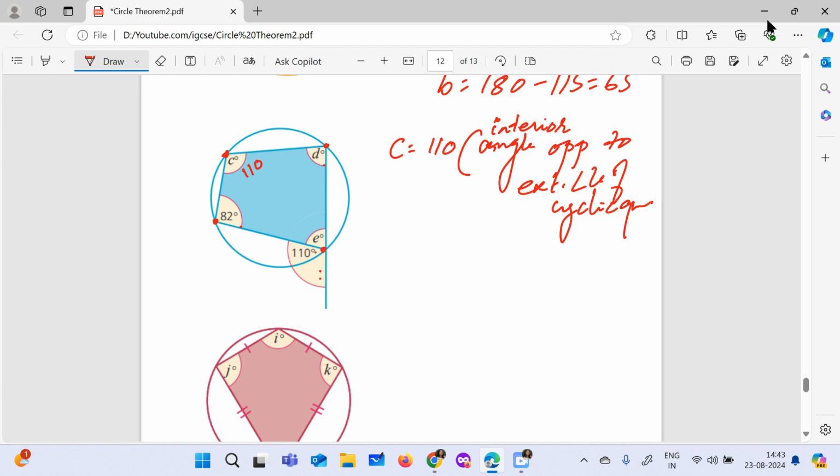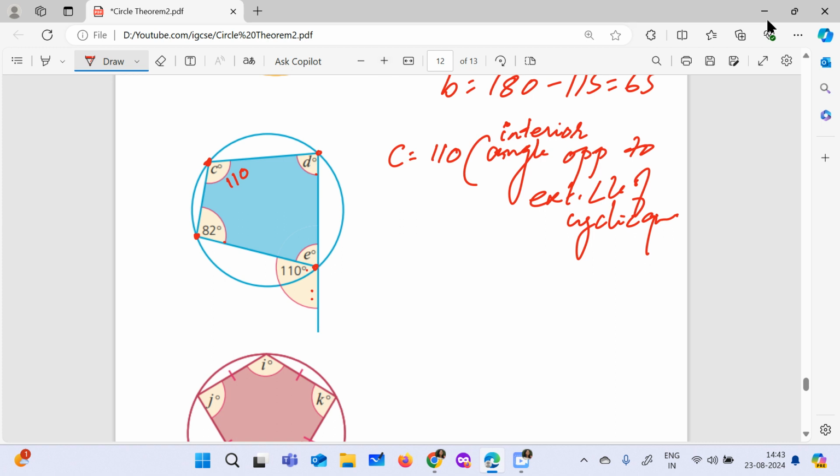Moreover, if you are not able to apply this rule, you can always go for the angles on a linear pair. So if this is 110, then E is equal to 180 minus 110. That will give you 70. So if you have 70 here, then the sum of the opposite angles of a cyclic quadrilateral is 180 degrees. So you can find C this way also. Both ways we get the answer, but you must know both the rules.